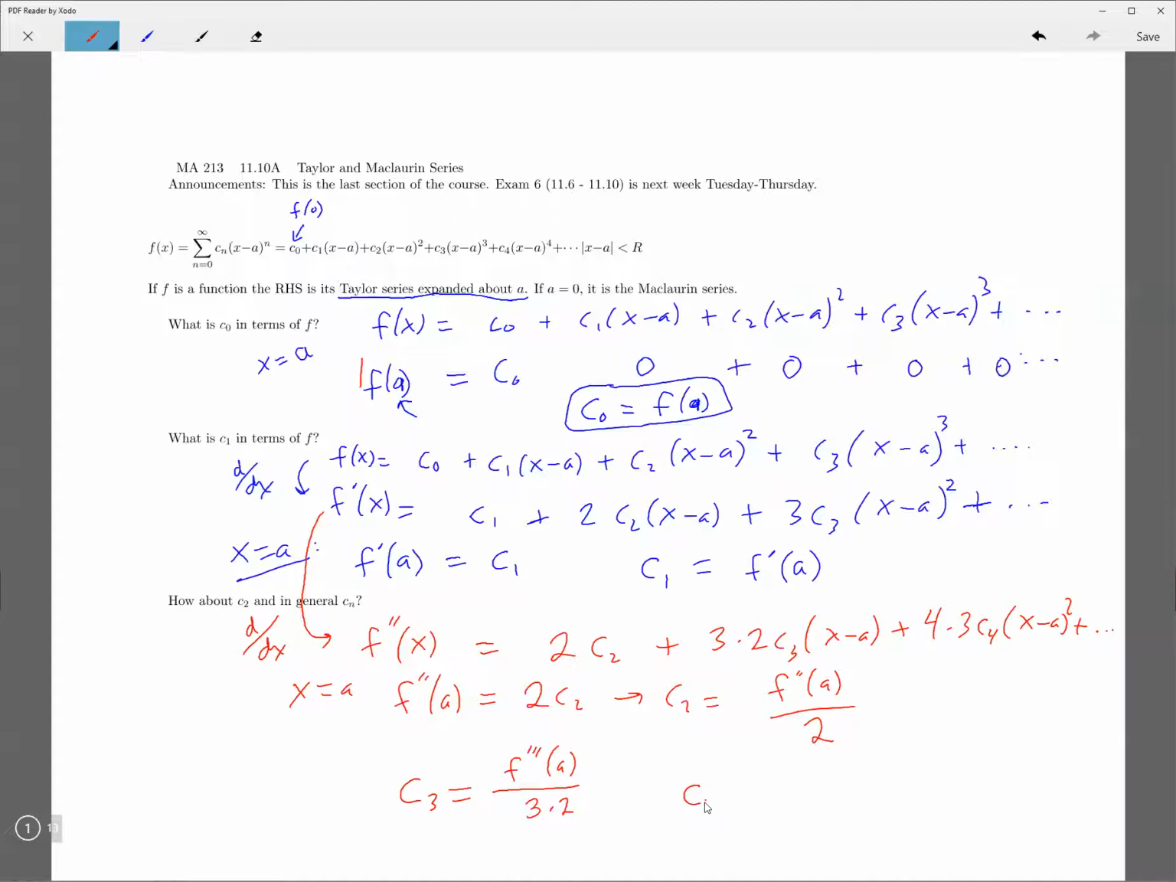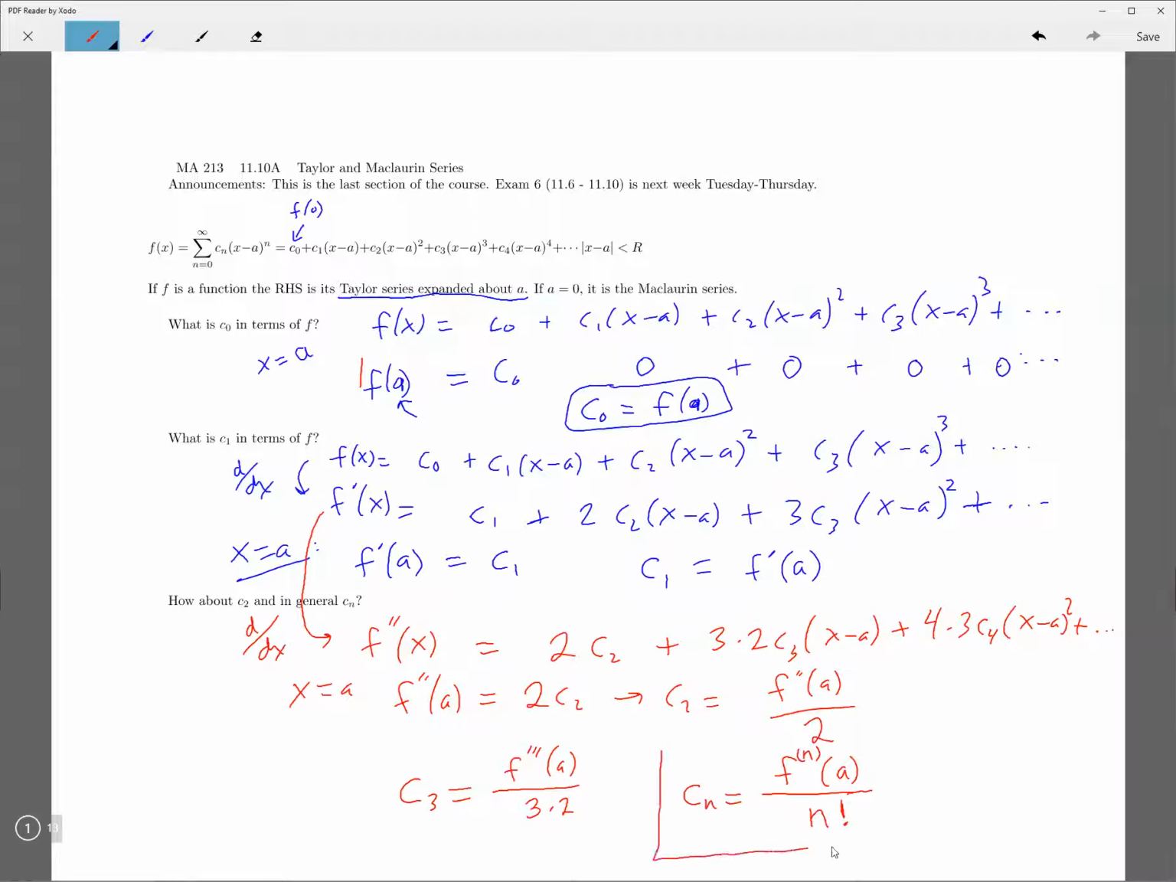What about Cn? That's going to be the nth derivative at a, divided by n times n minus 1 times n minus 2, all the way down to 2, right? And then 1. So it's n factorial.